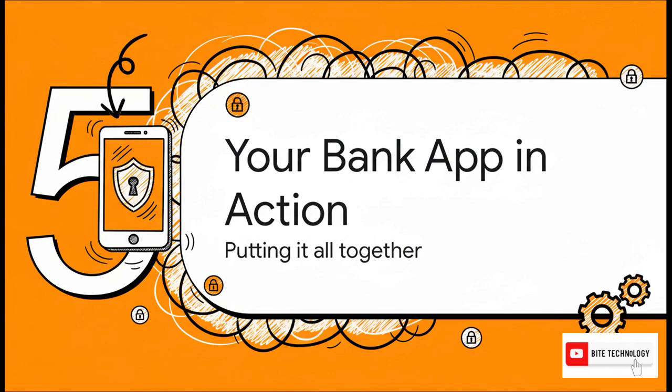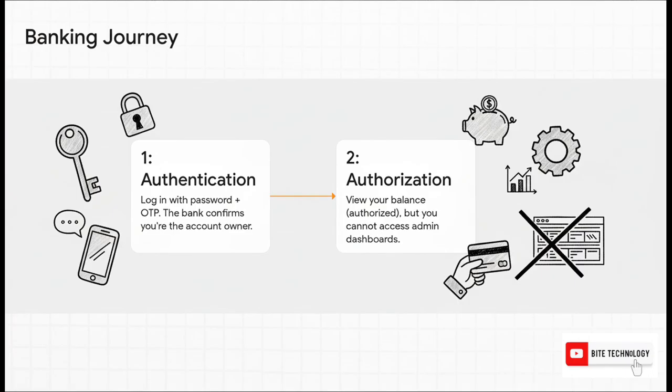All right, let's put all this together and apply it to a real-world example where the stakes are super high. Something we all get, your mobile banking app. This is where the security duo is absolutely critical. You know when you log in with your password and then the app asks for that six-digit code they just texted you? That's multi-factor authentication in action. The bank is being extra sure that you're really you. Then, once you're in, the system immediately switches over to authorization. You are authorized to see your own balance, transfer your own money, but you are absolutely not authorized to see my bank account or approve a loan for yourself. That's authorization protecting everybody's data.